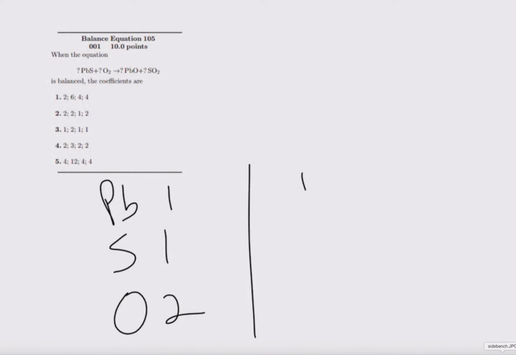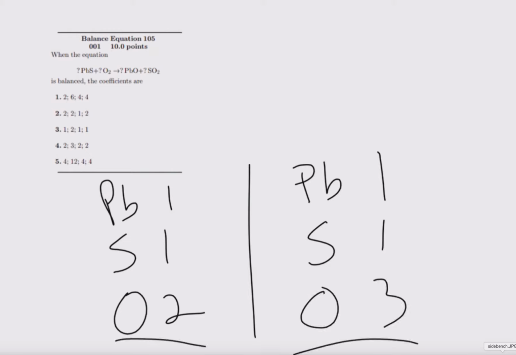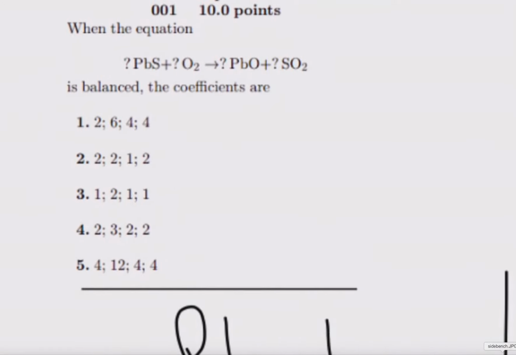So the first question is a balancing question. If we balance this equation, what would the coefficients be? Well, the first thing you're going to want to look at is how many of each element are on both sides. We've got one lead, one sulfur, two oxygens on one side. We've got one lead, one sulfur, and three oxygens on the other. So the fact that I've got two oxygens on one side and three on the other, that's going to have to be fixed. Most likely what we're going to end up with is 6 on both sides, so that's kind of a good place to start.